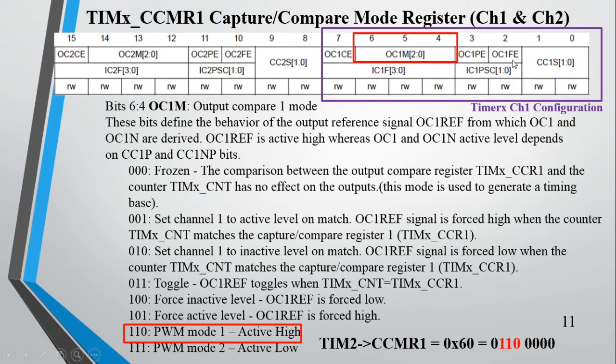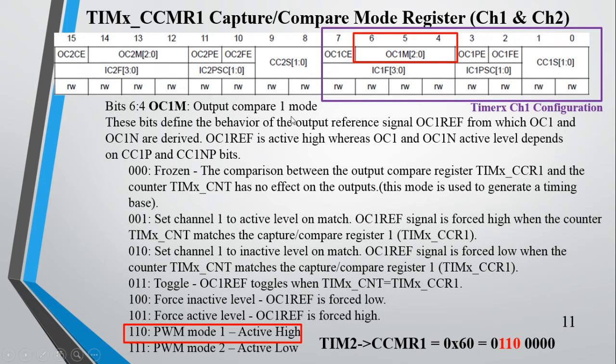If you are configuring channels 3 and 4, you need to use the CCMR2 register. So CCMR1 is used for configuring channels 1 and 2, and CCMR2 is used for configuring channels 3 and 4. Here I am taking CCMR1 bits 0 to 7 since I am configuring timer 2 channel 1. This timer X represents the timer number, and CCMR1 represents the register for configuring channels 1 and 2.